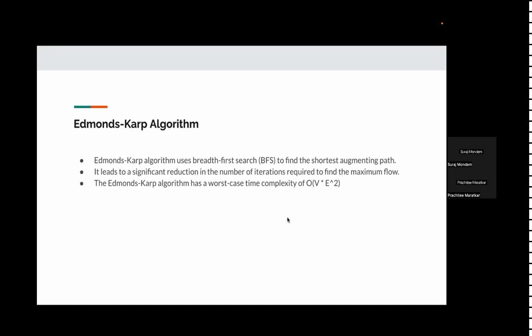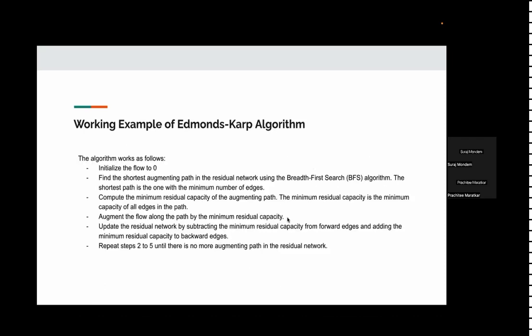One reason why the Edmonds-Karp algorithm performs better than the Ford-Fulkerson algorithm is its worst-case time complexity. The Edmonds-Karp algorithm has a worst-case time complexity of V times E squared, where V is the number of vertices in the graph and E is the number of edges. Whereas the Ford-Fulkerson algorithm has a worst-case time complexity of E times F, where F is the flow value. Now let's look at the working example of the Edmonds-Karp algorithm.